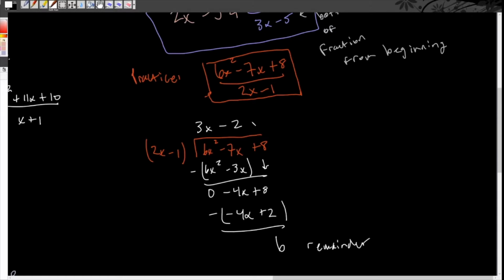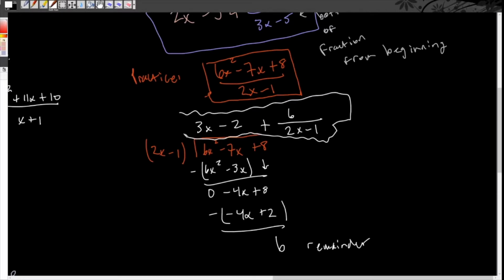So I'll take it up here. 3x minus 2 plus 6, that's my remainder, so it's 6 divided by 2x minus 1. And here's my answer. Any questions here?